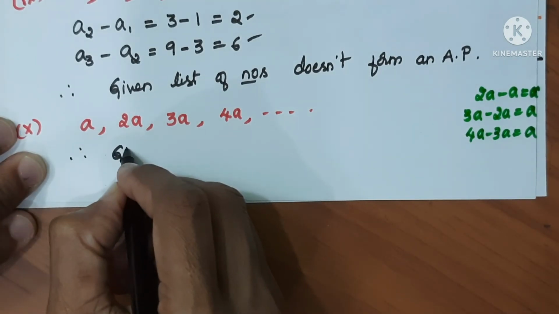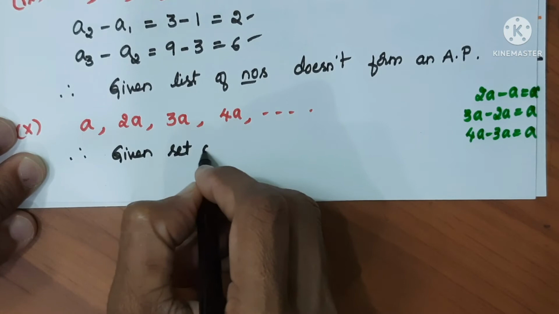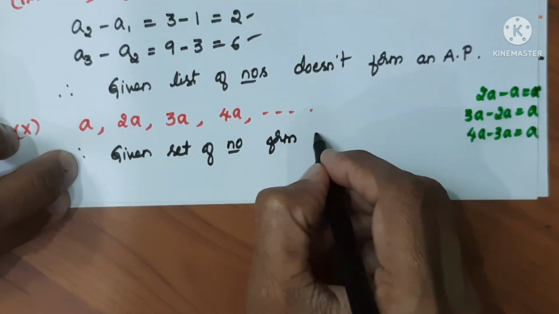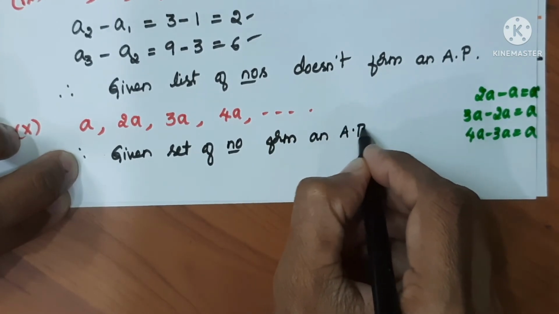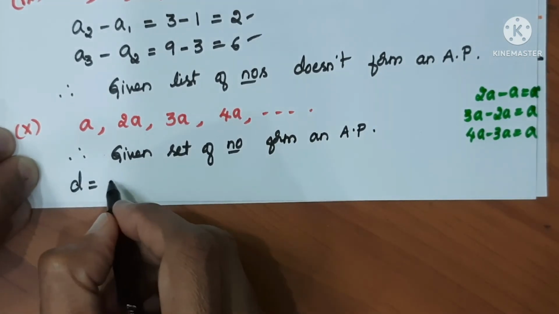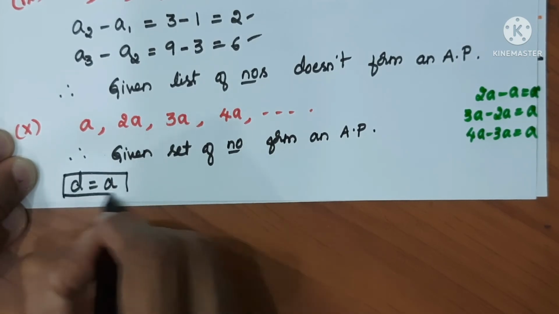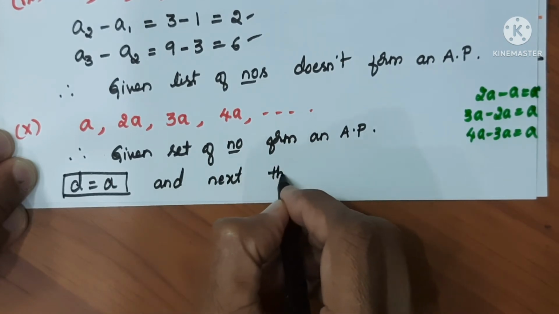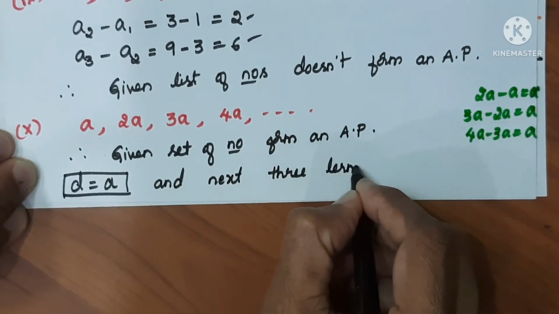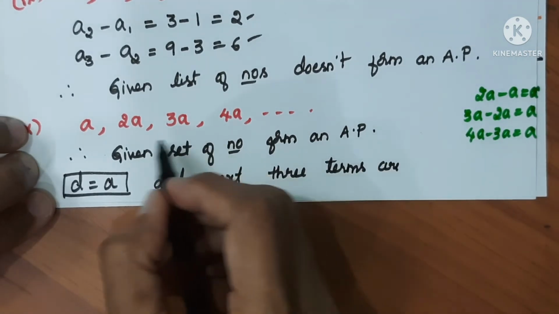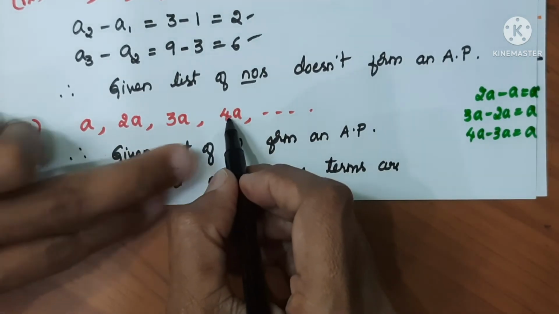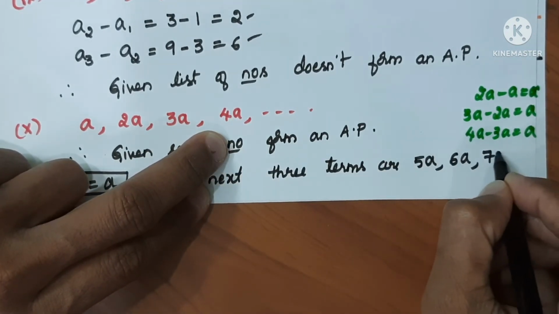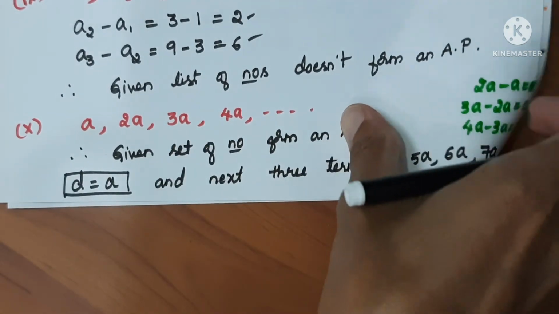Therefore given set of numbers form an AP. And common difference D is equal to A, and next 3 terms are here. By seeing the AP, you can say that the next after 4A, the next term will be 5A, then 6A, then 7A.